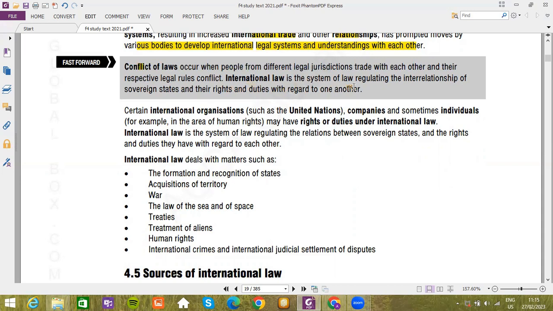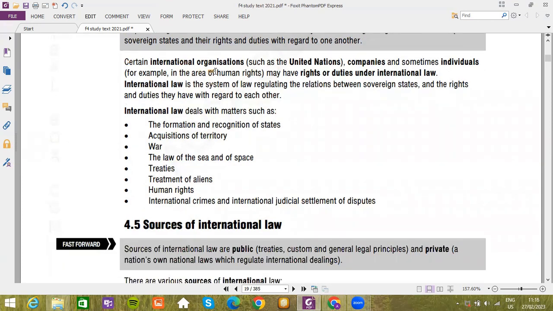It's basically a system of law regulating the interrelationship of states and their rights and duties with regard to one another. Basically, international law we can even call universal law, like it's applicable over here and there also. So it avoids this conflict of laws. Certain international organizations, such as the United Nations, companies, and sometimes individuals, for example in the area of human rights, may have rights or duties under international law. International law is a system of law regulating the relations between sovereign states, the rights and duties they have with regard to each other.